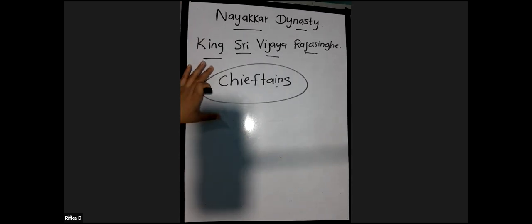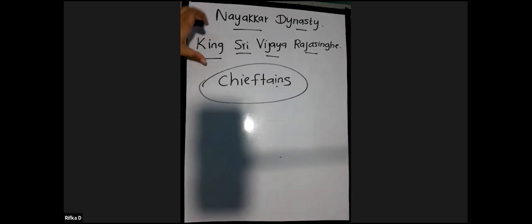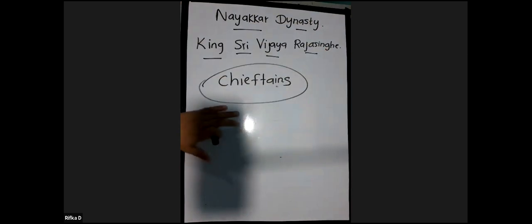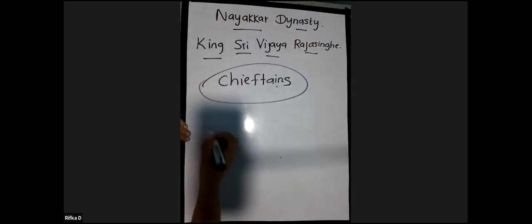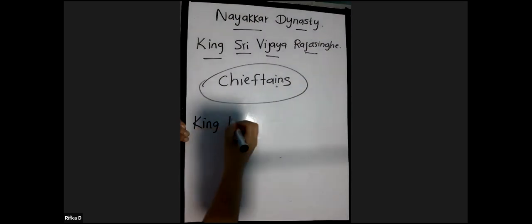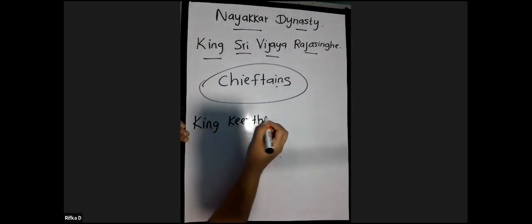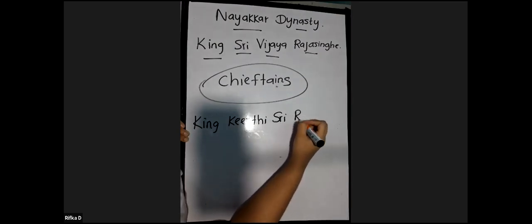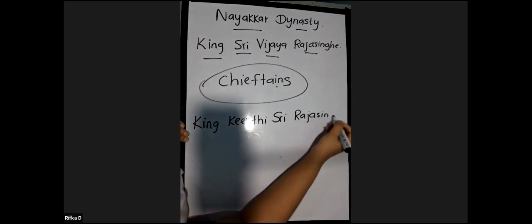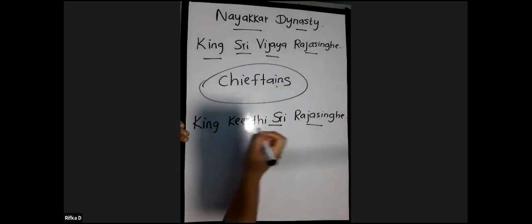Okay, so after King Shri Vijaya Raja Singha, he also died without leaving a royal heir. So after his death, again his queen's brother, King Kirti Sri Raja Singha, became the king of the Kandyan kingdom.